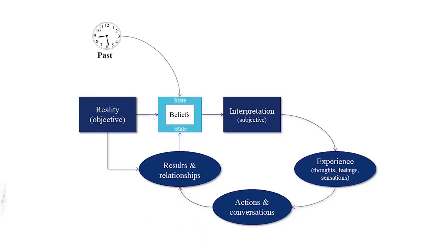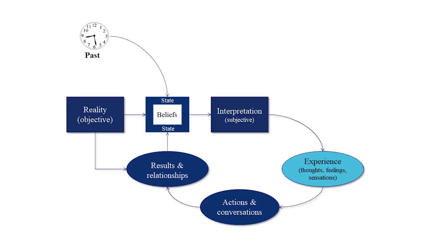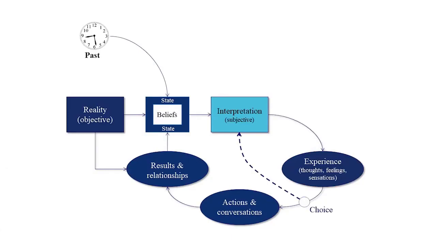Initially, it's not easy to choose an interpretation that serves you. The first interpretation that gets generated will be automatic, created by the beliefs you've built up over a lifetime. But when you notice your emotions, if you're consistently feeling angry or frustrated or anxious, that's an indication that you might have picked an interpretation that is not going to help you. And as soon as you become conscious of your emotion, you can go back and pick a different interpretation.